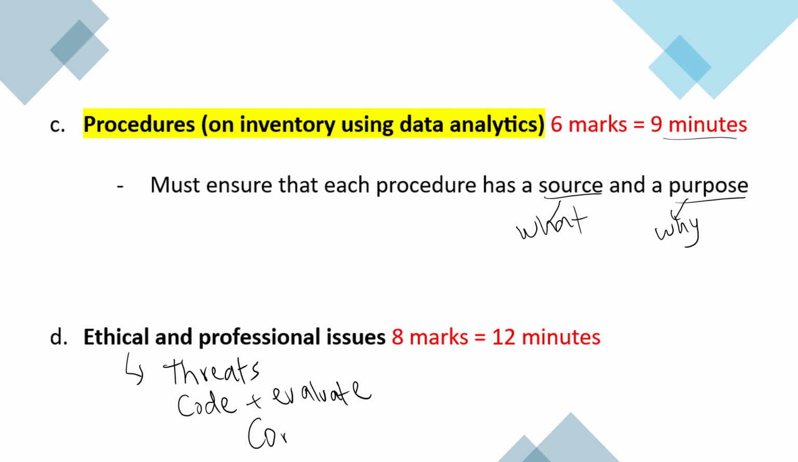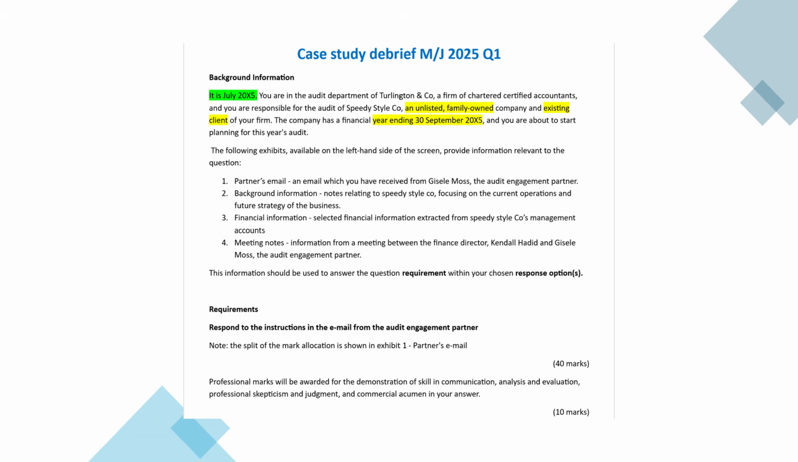And very important for my technical and professional skills marks, I need to come to a conclusion. So a conclusion could either be go ahead and do this, or it could be this cannot be done because the threat is too significant. So when we debrief part D, we'll see how this is applied. So this is the template I'm going to outline for parts A, B, C, and D, and this will keep me in check and make sure I don't miss out on the easy marks.